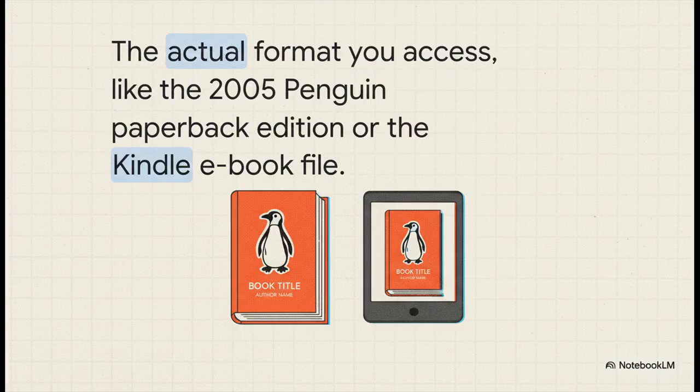All right, next up is the manifestation. This is the physical or digital thing you can actually get your hands on. Think of it as the container. So it could be the 2005 Penguin paperback edition, with that specific cover. Or it could be the Kindle ebook file you download to your device.